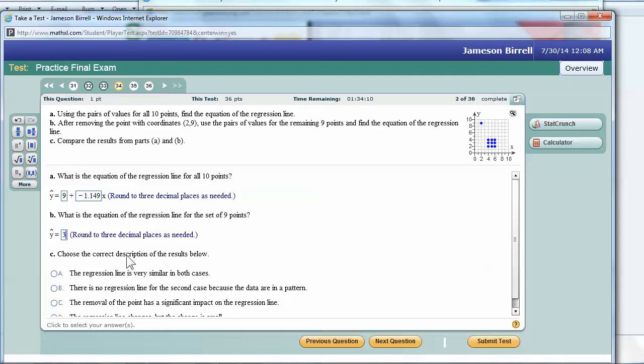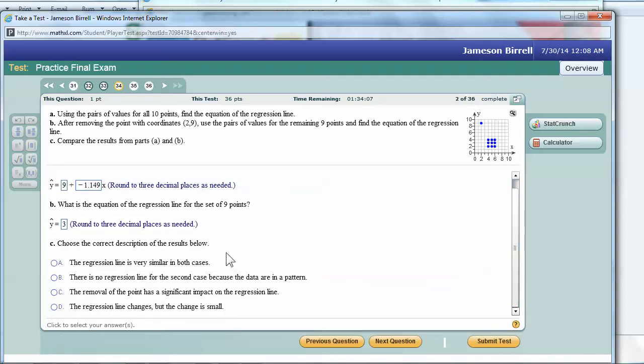So choose the description of the results below. The regression line is very similar in both cases. No. There is no regression line for the second case because the data are in a pattern. The removal of the point has a significant impact on the regression line. Yeah, that's for sure. The regression line changes, but the change is small. No, it's a big change. We completely lost our slope. So I'll go with the removal of 1 point. Now, it's the removal of a significant point, like the outlier, that really makes that happen.